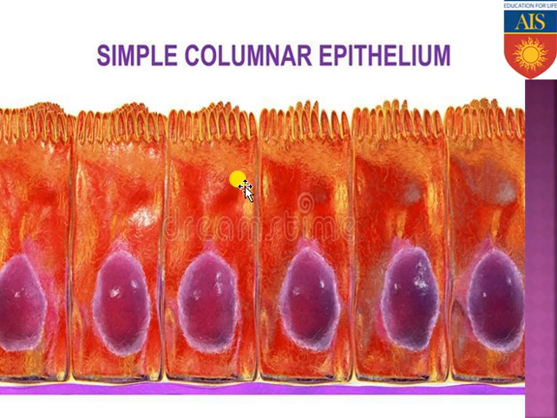Coming to the simple columnar epithelium. What is that? Simple columnar epithelium is a type of epithelial tissue which is columnar in shape. Keep it in your mind, these cells are more elongated than the cuboidal cells, obviously, and the nuclei are present towards the base. This specific type of cell may contain cilia on their surface.